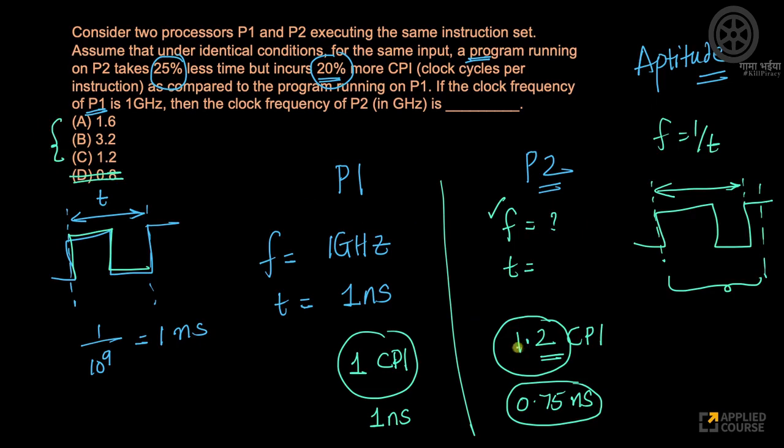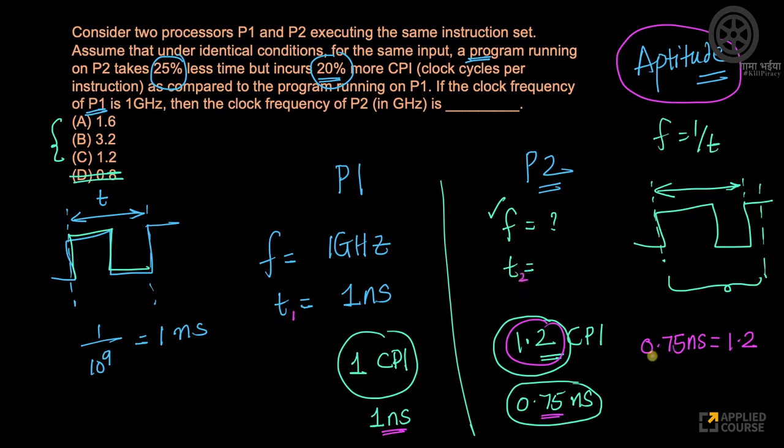Now how do you figure this out? You have to be careful here. Again, this is more like an aptitude question, as I told you. So let's assume there is an instruction which takes 1 nanosecond to complete here. The same instruction is completing faster here, taking 0.75 nanoseconds. But the same instruction will require 1.2 clock cycles here. So 1.2 into, let's assume the time interval here, let's call this T2.